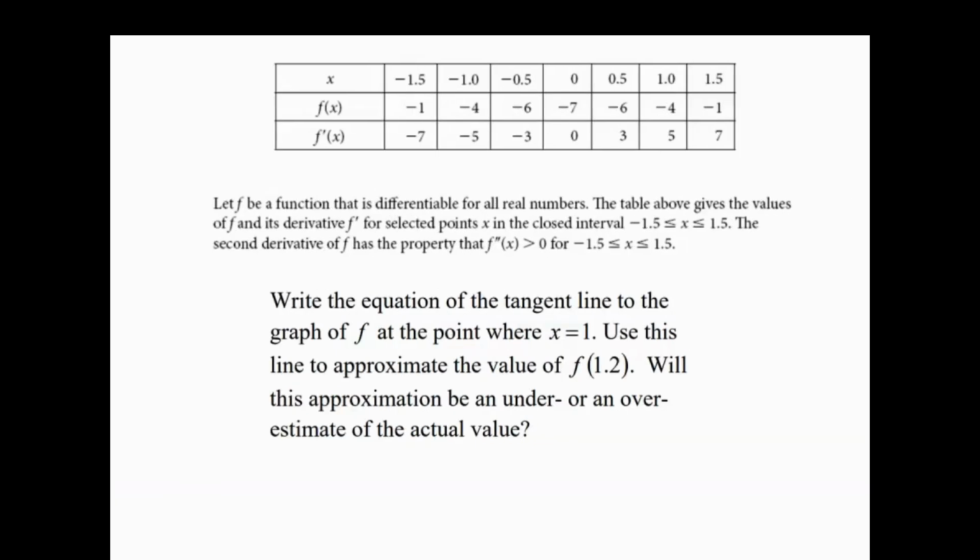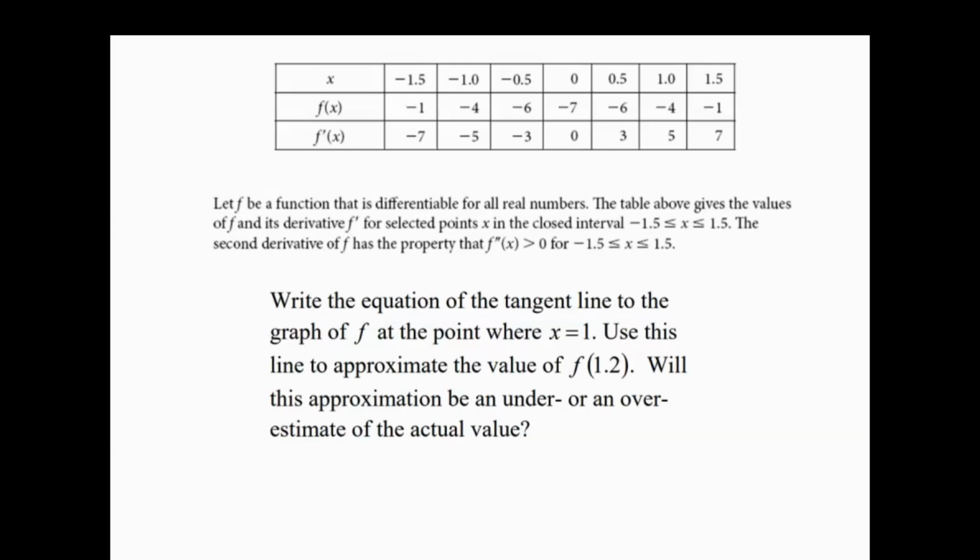All right, so let's finish with an AP-like problem. Let f be a function that is differentiable for all real numbers. The table above gives the values of f and its derivative f prime for selected points x on the closed interval -1.5 less than or equal to x less than or equal to 1.5. The second derivative of f has the property that f double prime of x is greater than 0 on this same interval. Write the equation of the tangent line to the graph of f at the point where x equals 1. Use this line to approximate the value of f of 1.2. Will this approximation be an under or an overestimate of the actual value?